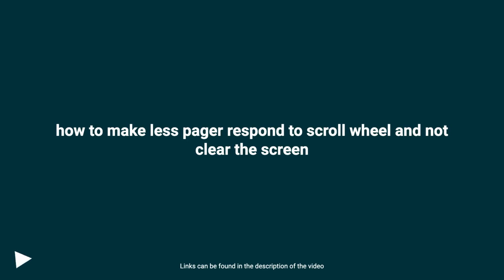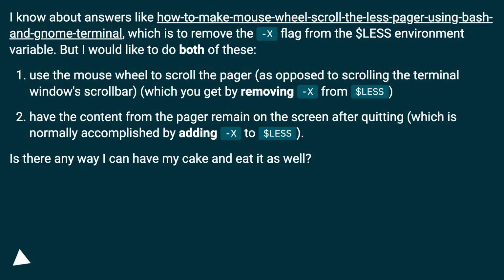How to make less pager respond to scroll wheel and not clear the screen. I know about answers like how to make mouse wheel scroll the less pager using bash and gnome terminal, which is to remove the X flag from the $LESS environment variable. But I would like to do both of these.